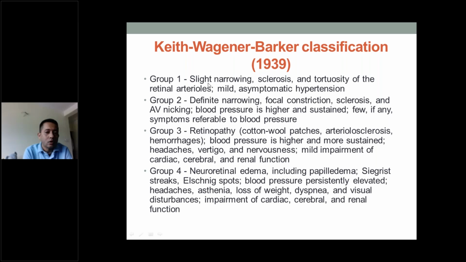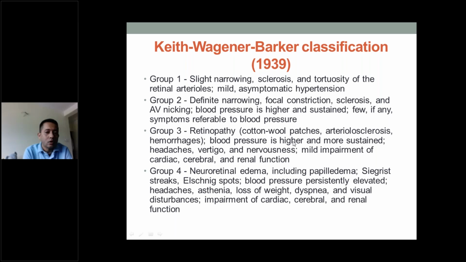So in grade 1, it's quite similar, but slightly changed: mild narrowing, sclerosis, and tortuosity are there, and the patient has mild asymptomatic hypertension. Grade 2, again, has definite narrowing, focal constriction, and sclerosis, and blood pressure is much higher and sustained.